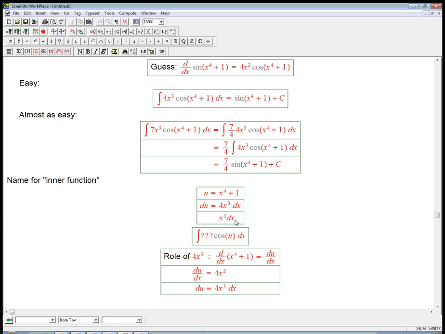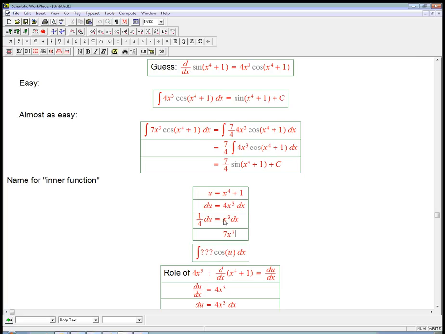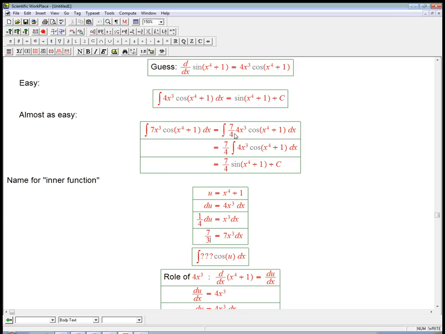X cubed dx, we just move that over. That's going to be 1/4 times du. Just doing a little algebra, moving the fourth over. And so 7x cubed dx, which is what we actually need to match, is, just like emulating what's going on up here, 7/4 du. So the du is just basically a name for this derivative of inner.